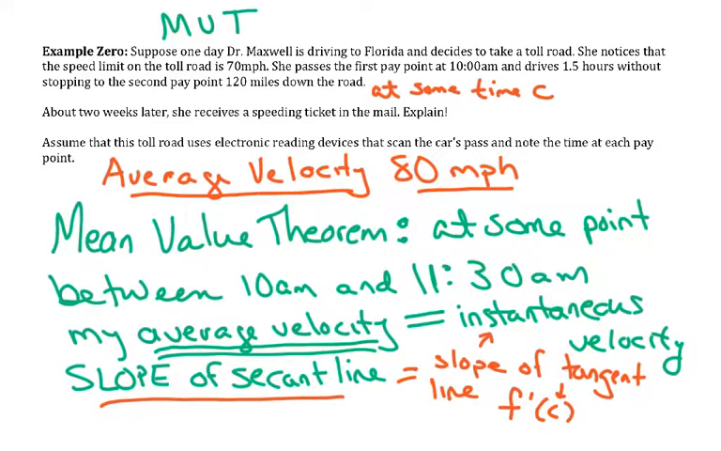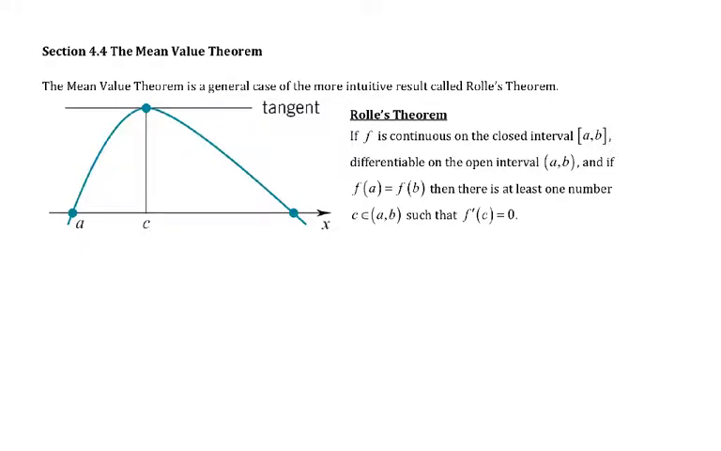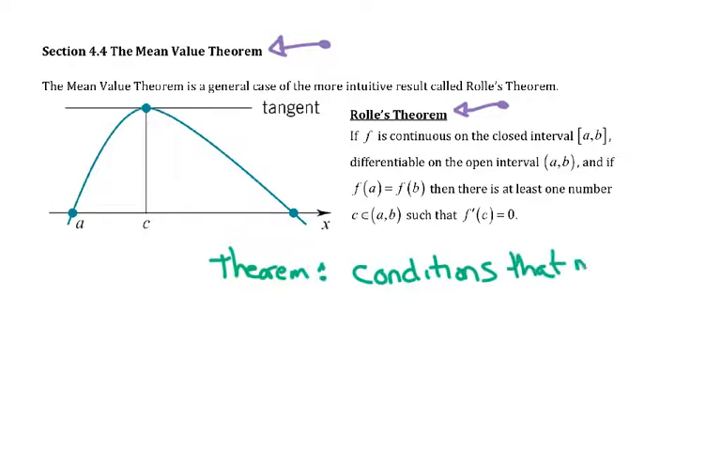Okay, on to the real deal. The mean value theorem is a more general case of what is known as Rolle's theorem. And you'll come across these again in upper level math courses. We're just kind of talking about them now. It's good to understand how a theorem works. You have conditions. This is how a theorem works. You have conditions that must be met. And when they are met, we get a certain result.